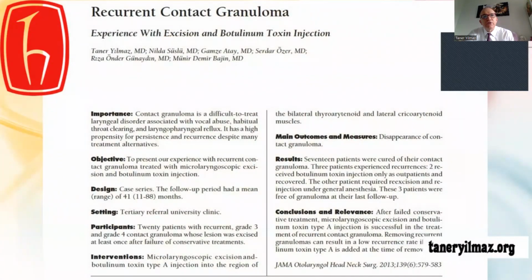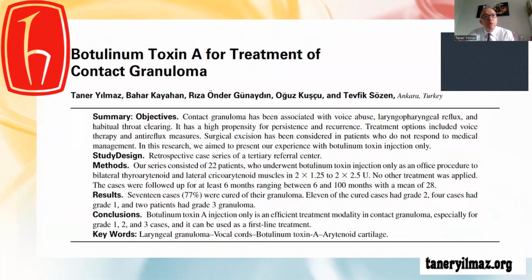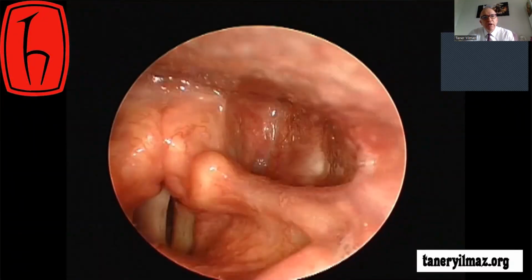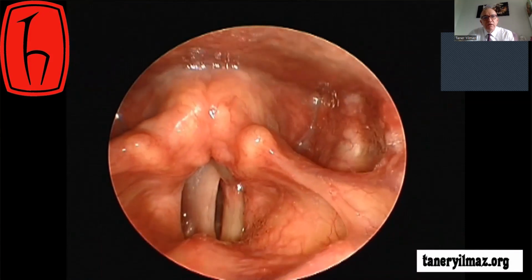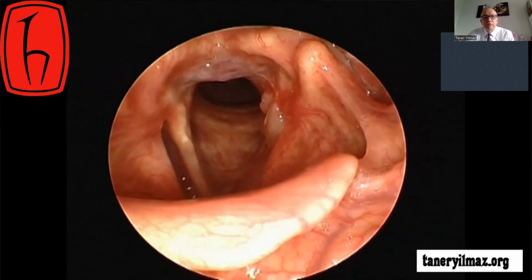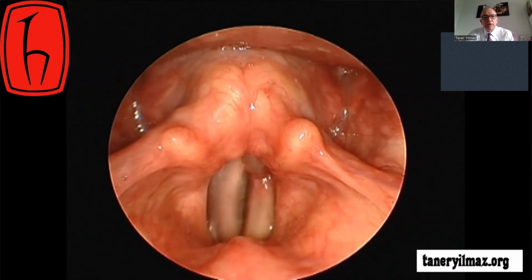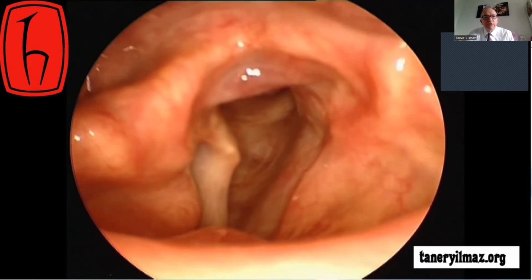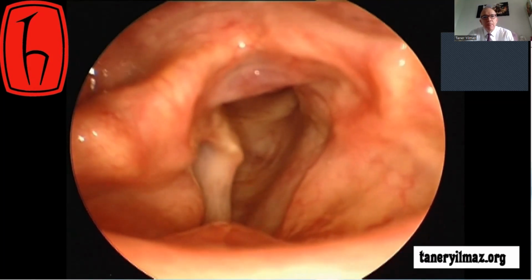I have 2 publications on contact granuloma and botox injection, one in JAMA in 2013, and the other one in Journal of Voice in 2017. Here's a patient with contact granuloma on the left side. He was operated on 3 times for the same lesion. So don't operate on contact granuloma. It will recur 100% of the time. See, after botox injection, it is gone, no surgery necessary.